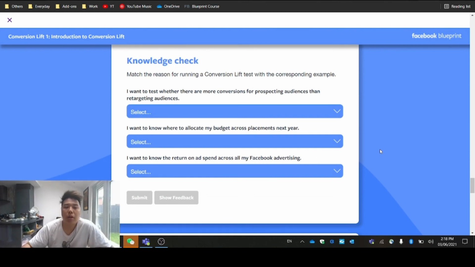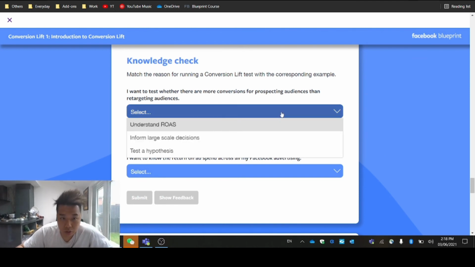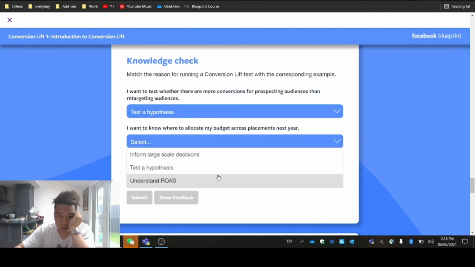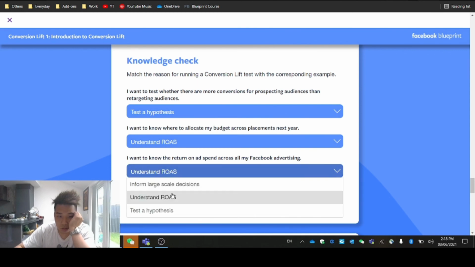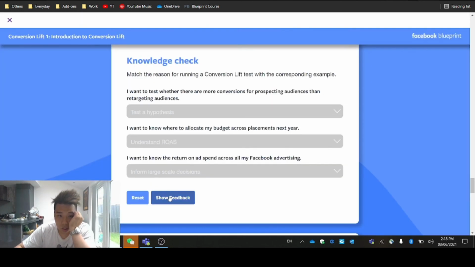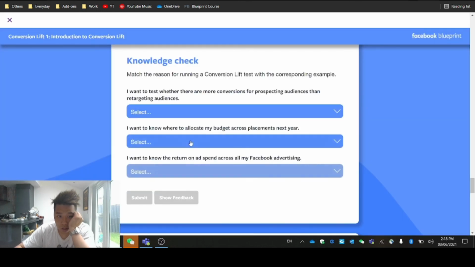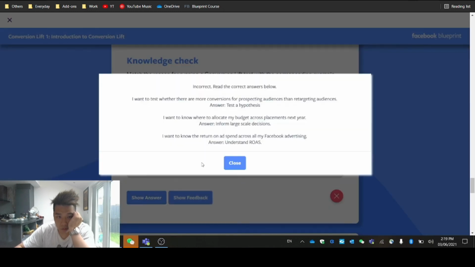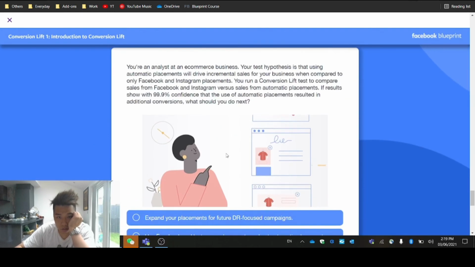Okay, match the reason for running a conversion test with the corresponding example. I want to test whether there are more conversions for a prospecting audience than a retargeting audience. Where to allocate my budget across the next few years? I want to know, so that will be the last one, which is that. Definitely that, isn't it? It's the test hypothesis. Oh, that's a large scale decision, yeah, of course that.